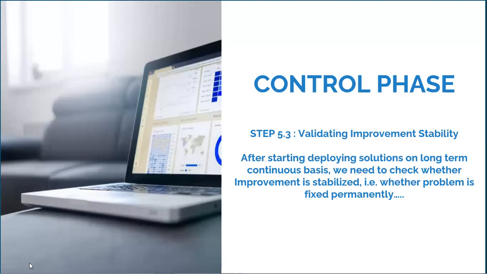So, control phase, step number 5.3, validating improvement stability. After deploying solutions on a long-term continuous basis in the control phase, of course, we need to check whether improvement is stabilized. In other words, we need to check whether the problem is fixed permanently or not, because that is the ultimate goal of following this Six Sigma problem-solving methodology. That is why we need to validate that improvement stability. So let's go to the next slide and understand it a bit more.